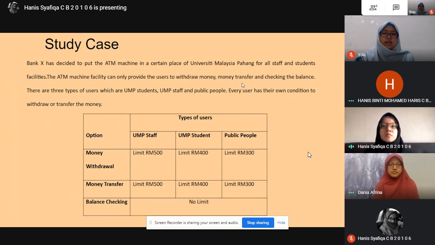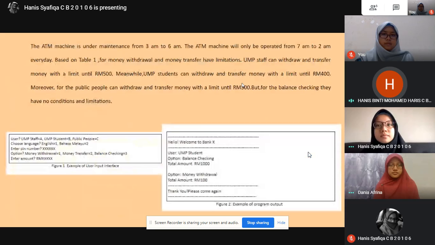Okay, for our case study, Bank X has decided to put ATMs at UMP Pahang for the usage of all the staff and all the students. But the public can also use the ATM machine. The ATM machine provides balance checking. But for different types of users, there are limitations for money withdrawal and money transfer. For balance checking, there is no limitation.